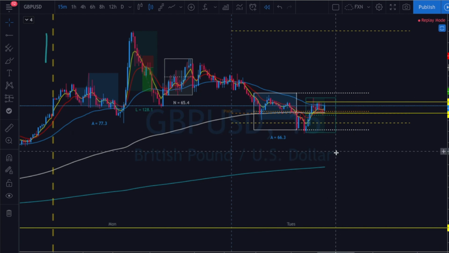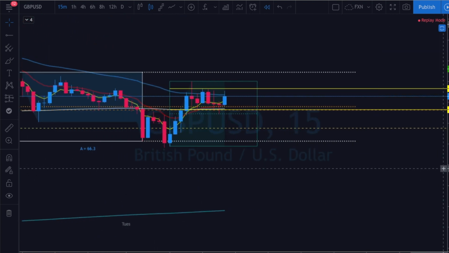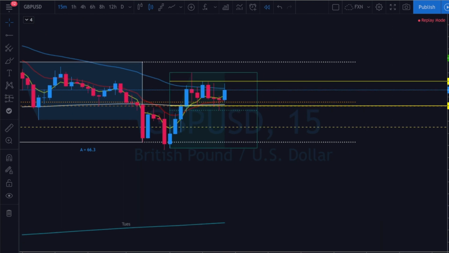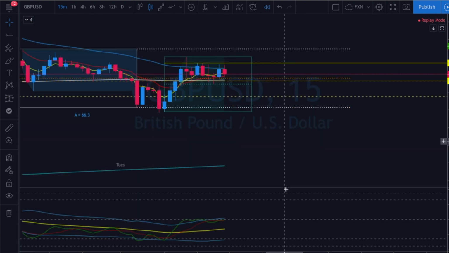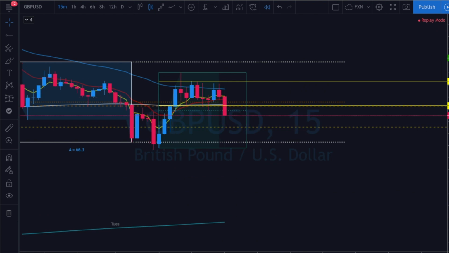You can see it's just moving sideways, not doing anything, being squeezed out. And then if you bring in the TDI here, you can see you're basically just moving along the 50, so that's nothing helpful there. Boom, right there. You see that candle close like that?